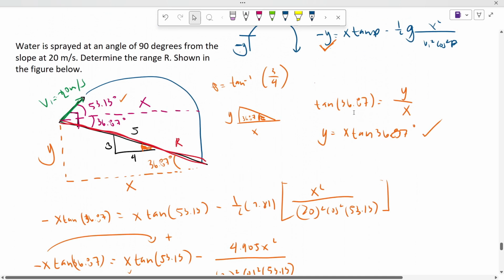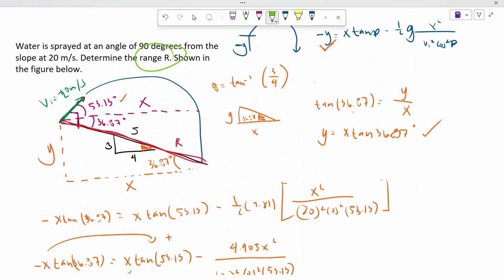So, we determined the value of the range, guys. So, that is it.